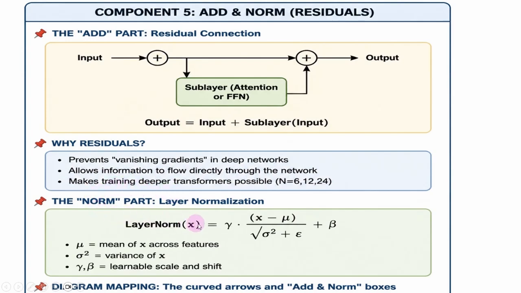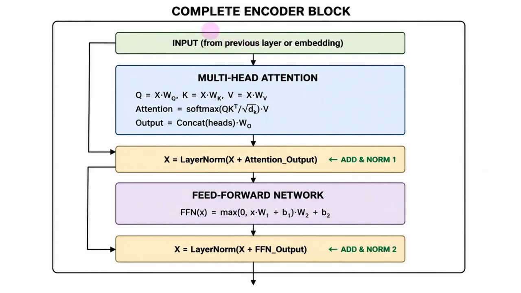Layer normalization then stabilizes the activations by centering and scaling them to have zero mean and unit variance. It has two learnable parameters, gamma and beta, that let the model undo the normalization if needed. In our code, these two steps, addition and layer norm, are implemented explicitly after both the attention and the feed-forward sublayers. Putting it all together, a single encoder block looks like this.